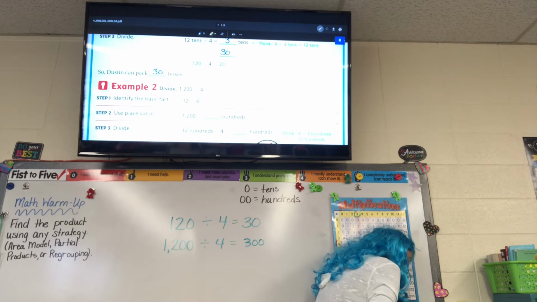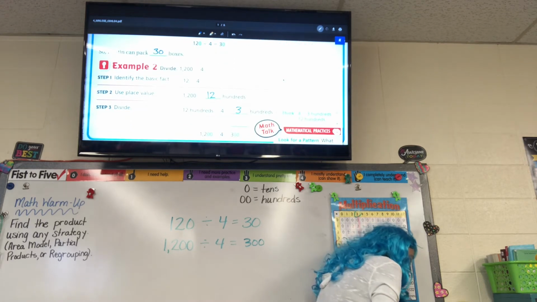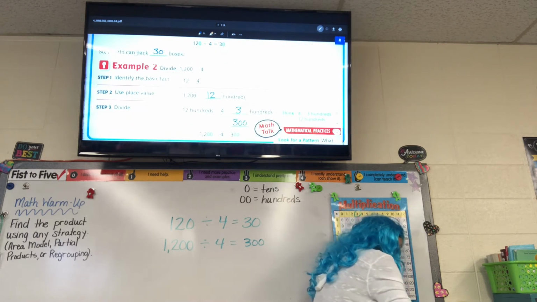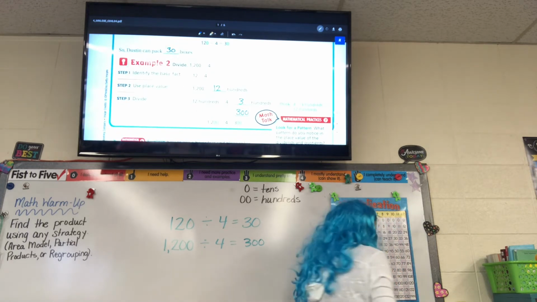1,200 is the same as 12 hundreds. 12 hundreds divided by 4 is 3 hundreds, or 300. So 1,200 divided by 4 equals 300.